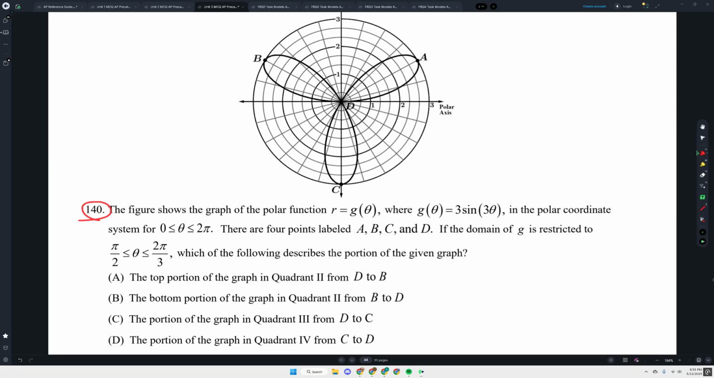Yeah, Polar is on Calc BC FRQs, but not in AP Precalc. The test will have at least one MCQ on Polar, guaranteed, of one of these things that we've covered so far.